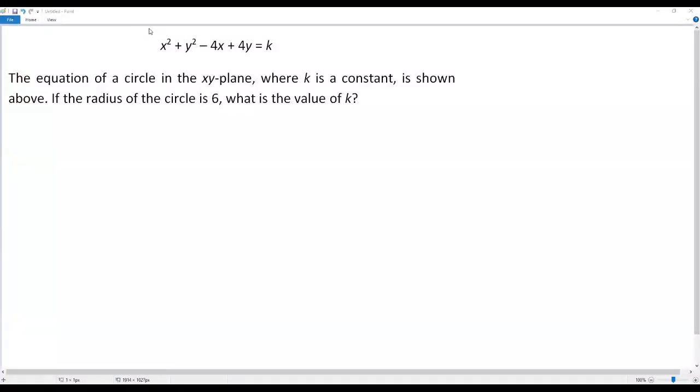Here we have a SAT math problem. Okay, let's go to the question. x² + y² − 4x + 4y = k. The equation for a circle in the xy-plane, where k is a constant, is shown above. If the radius of the circle is 6, what is the value of k?